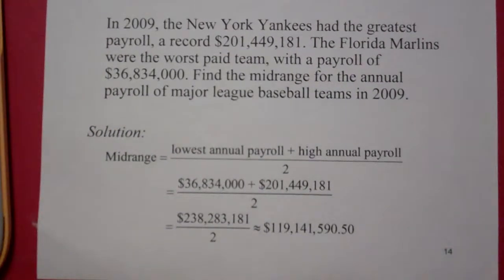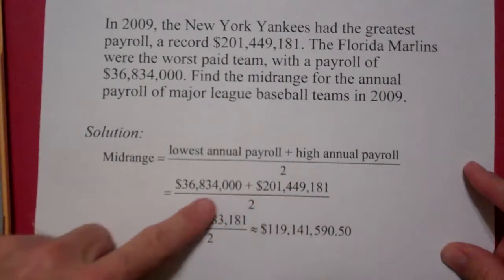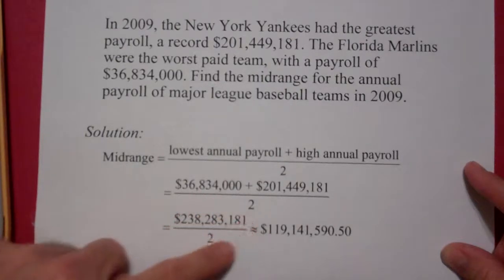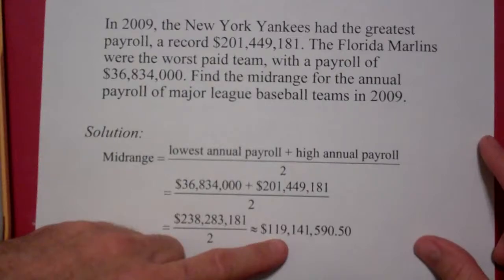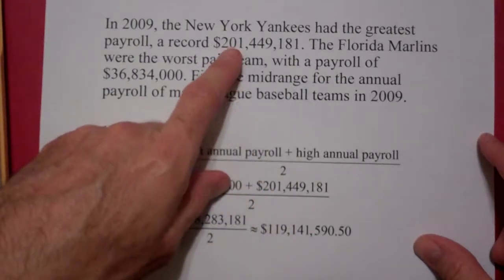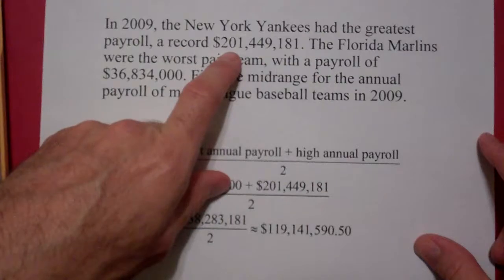Now, I have no idea what the actual middle should be. I only have these 2 salaries, so I'm going to add up these 2 salaries, divide it by 2, and I'm going to get $119 million. I am guessing that most teams probably did not pay over $100 million, and so this $119 million is dragged up by this extreme value of the New York Yankees. Okay?